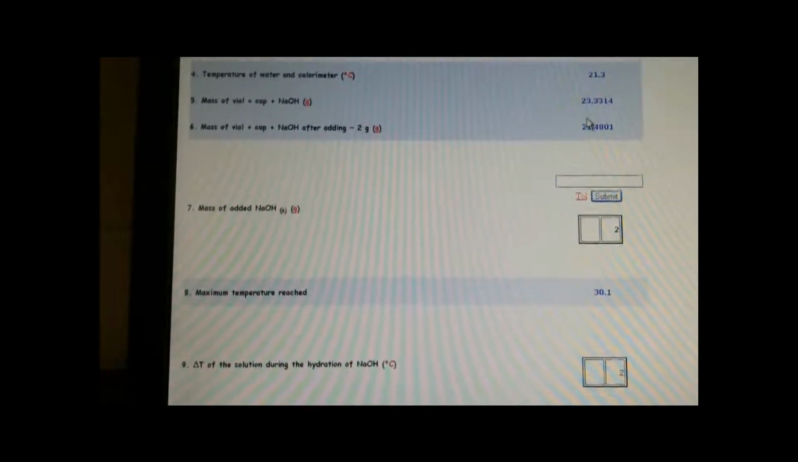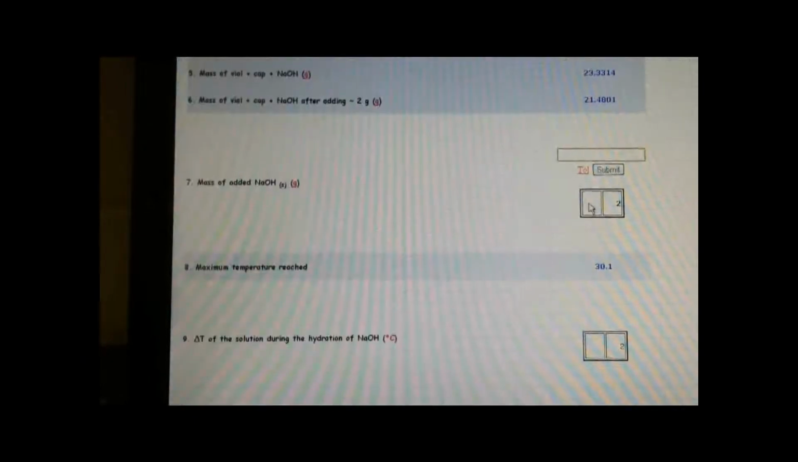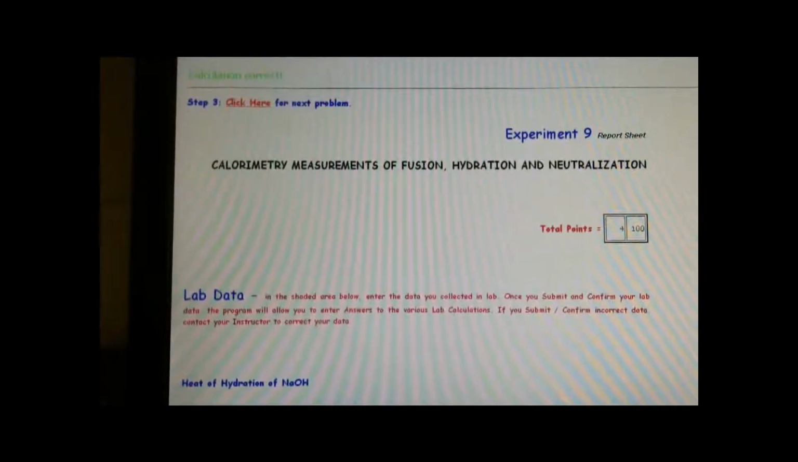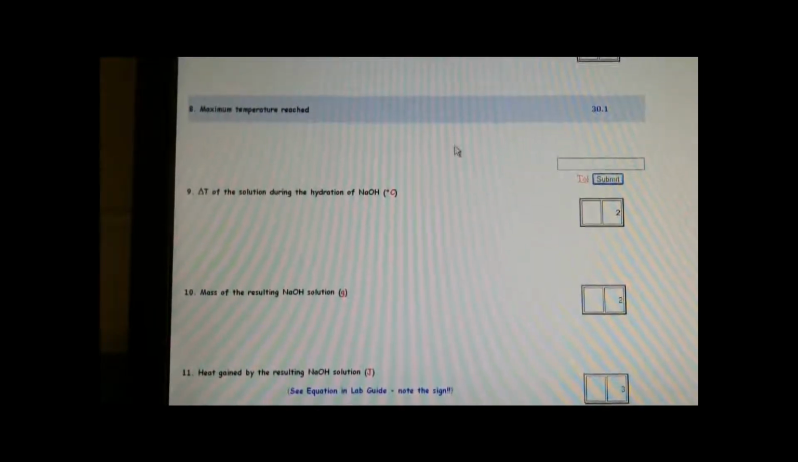Now I want to find out how much sodium hydroxide I added. This is where, if you got these backwards, it'll think the right answer is a negative value, which doesn't really make sense. You can't have a negative mass. So here I have the two masses for the sodium hydroxide with the cap and the vial. I'm going to subtract those. I get 1.8513, and there we go. So far, pretty straightforward, just simple differences.